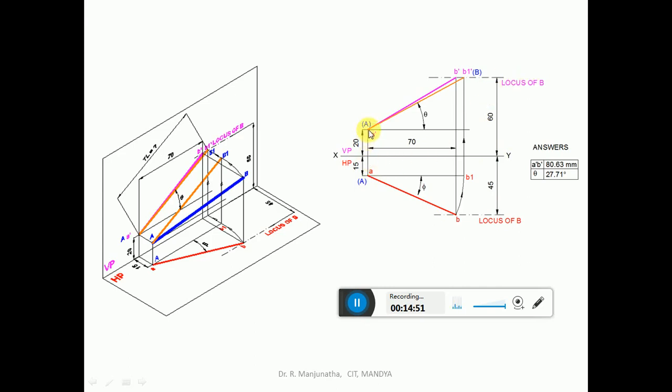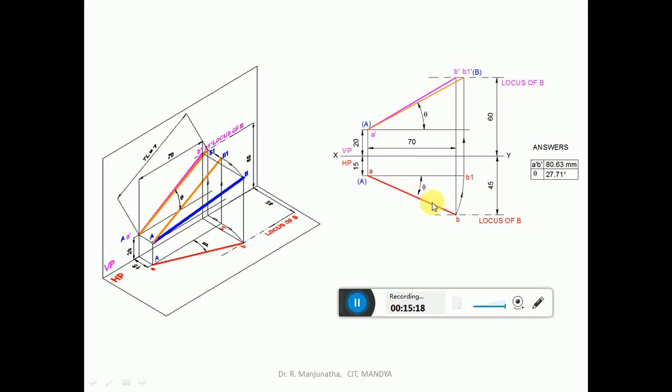Then you know the end projector A, and from this end projector A you measure the distance horizontally of 70 mm and draw a vertical projector which is going to cut both the locus at this point B dash and B. Join A dash B dash and join small AB with a dark line. So we need to find out the true length in HP, true length in VP. That means we need to find out the true inclination with respect to HP, that can be seen in VP. So you make the line parallel to VP in the top view.